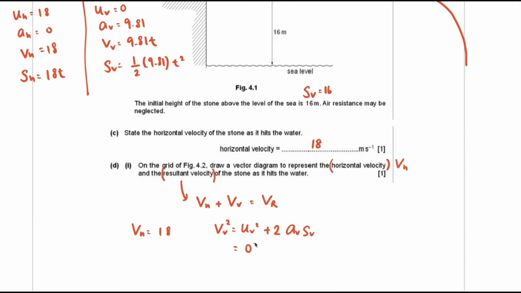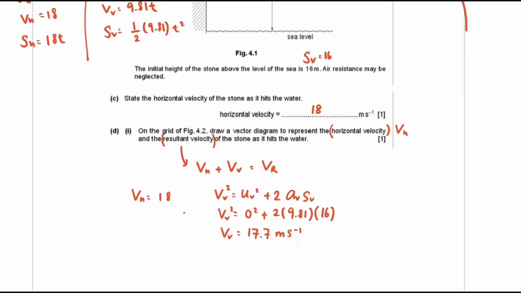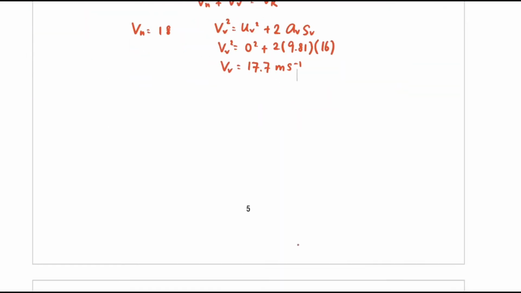Vertical initial speed 0, acceleration 9.81, displacement 16. Then we just use the calculator, compute these values and square root. At the end, we get 17.7 meters per second. So with 18 and 17.7, now we can go straight to the graph and draw it out.